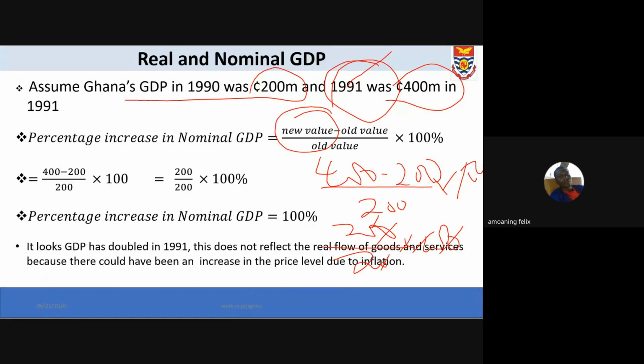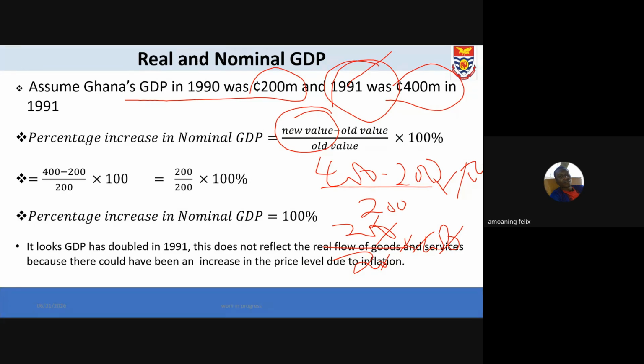And these are in nominal terms, okay? Because we did not consider inflation. We have not considered inflation here. So what we are trying to say is that if we calculate the growth rate or the expansion in the output, we are going to say that the economy has expanded by 100%. But that cannot be true. That could be false. So it looks like the GDP has doubled in 1991.